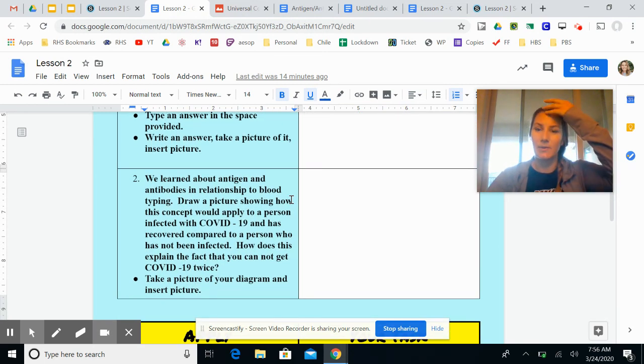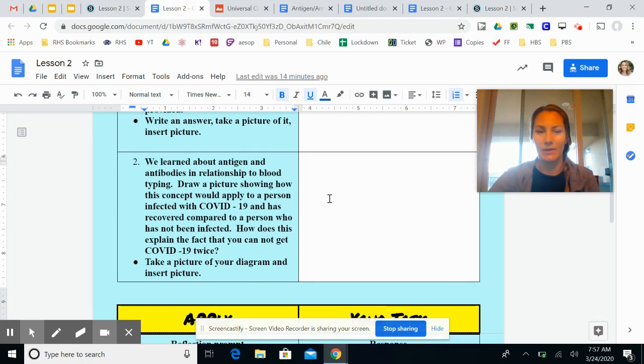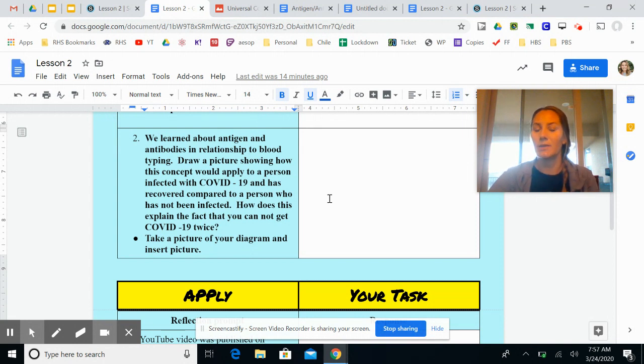The second question for explain goes back to what we were talking about for blood typing, about antigens and antibodies, because it's not just blood cells that have those name tags, those antigens on the surface. It's also viruses or any kind of foreign body that comes into your system. In particular, we're talking about this COVID-19 virus, and that COVID-19 virus has antigens on the surface of the virus, and that's how your body identifies it as being foreign.